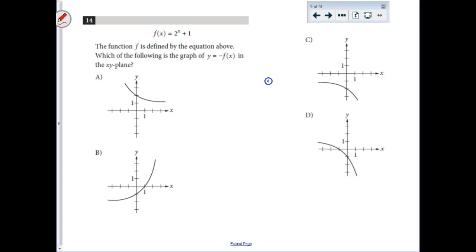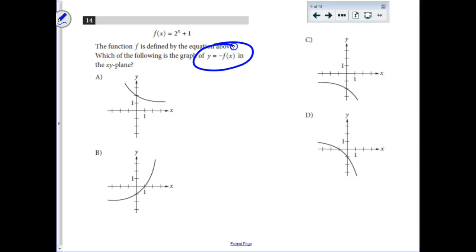Oh, this one should be pre-calc students. You got this. All right, come on. What happens when you throw a negative in front of a function? I heard the word flip. I'm okay with that. Reflect across the x-axis.